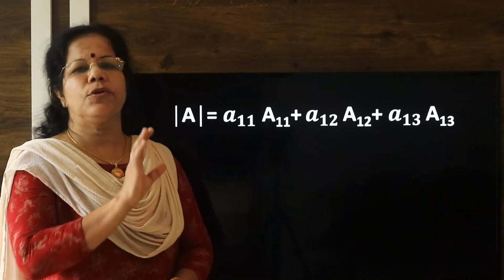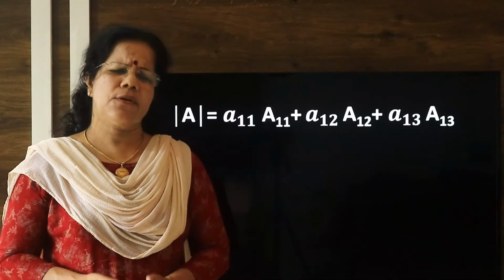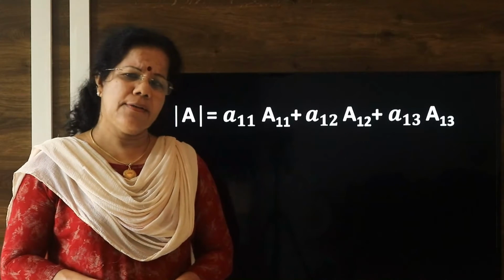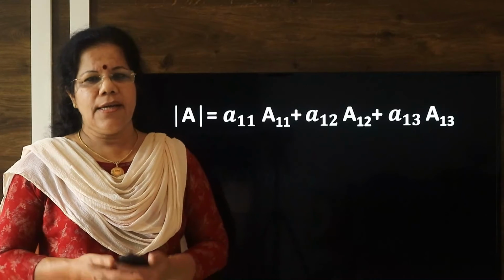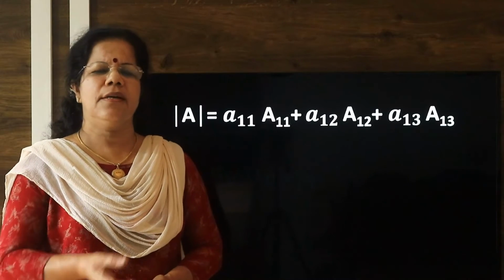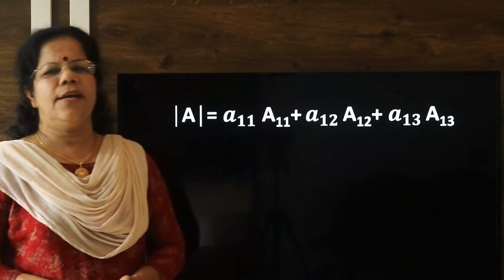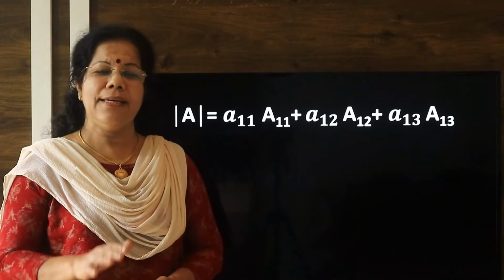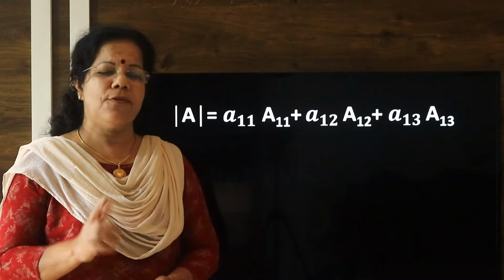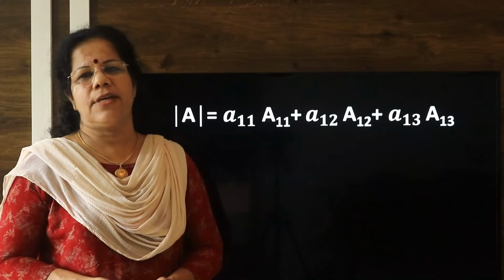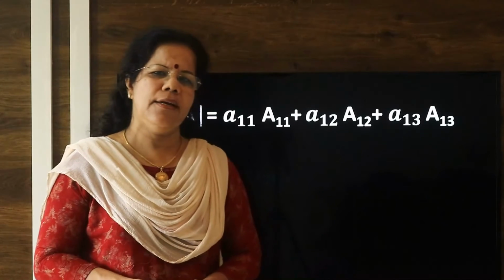Earlier, you have studied how to expand a determinant using the first row, second row, third row, first column, second column, third column. You can evaluate or expand a determinant using any of the rows or columns. Here now we are going to connect with the cofactor. Those things can be written as determinant A is equal to a11, an element, into its cofactor A11, plus a12 into its cofactor A12, plus a13 into A13, that is the sum of the products of the elements with the corresponding cofactors.